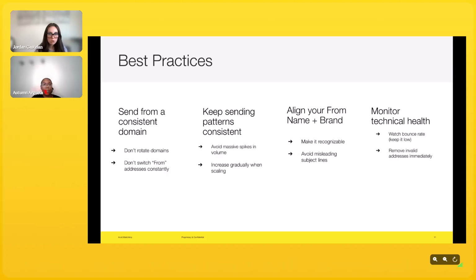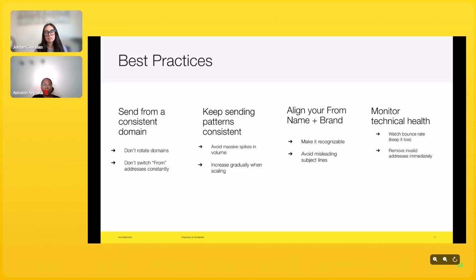So don't rotate domains. Don't constantly switch your from address, because consistency is going to build trust with mailbox providers and your audience, and make sure your emails don't look suspicious. Keep your sending patterns consistent. Spam filters look for that sudden, unnatural change in volume, where you send a ton and then you ghost your audience for 6 months. Huge red flag for spammers. So keep consistency, even if it's just once a week or once a month. That is consistent. Just stick to it.